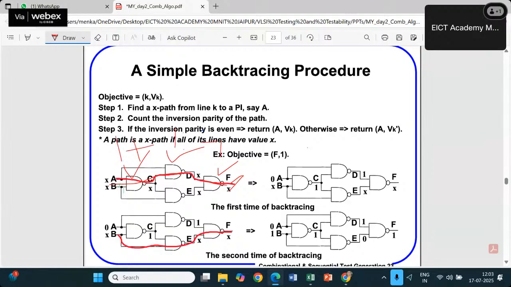How many inversions are there? 3 inversions. At the end of 3 inversions, what do I need? 1. It means an odd number of inverters. So what should be the input? The input should be 0.